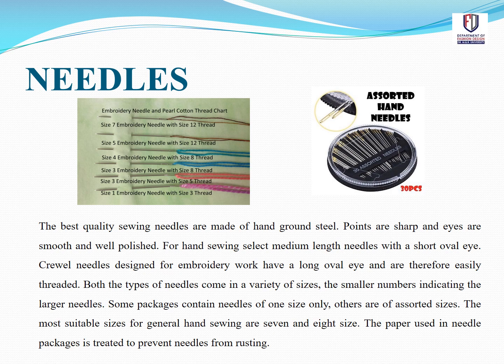Crewel needles designed for embroidery work have a long oval eye and are therefore easily threaded. Both the types of needles come in a variety of sizes, the smaller numbers indicating the larger needles. Some packages contain needles of one size only, whereas others are of assorted sizes. The most suitable sizes for general hand sewing are 7 and 8. The paper used in needle packages is treated to prevent needles from rusting.